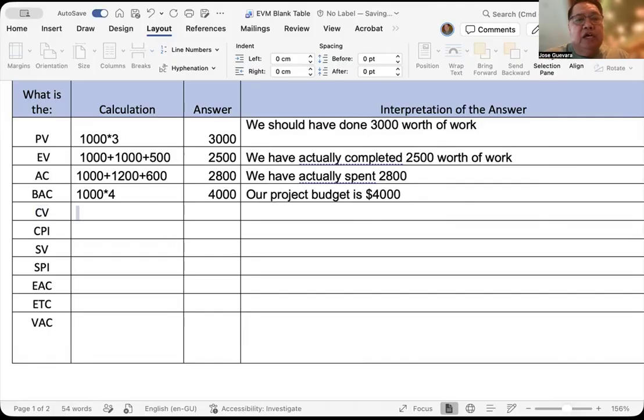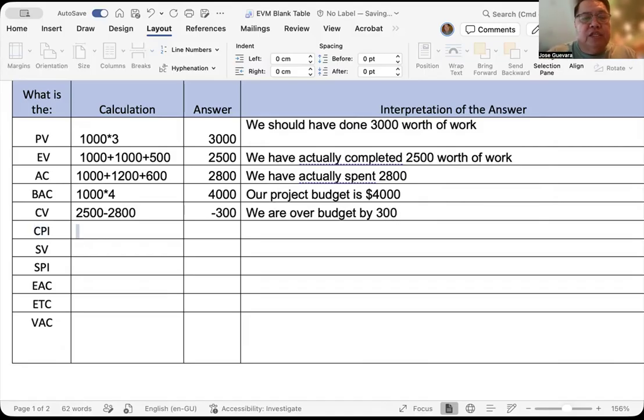Cost variance, again, for every calculation, we start with what? With EV. So it's 2,500, and it's a variance, so minus the actual cost of 2,800 will give us negative 300. We can say that currently we are over budget by $300.